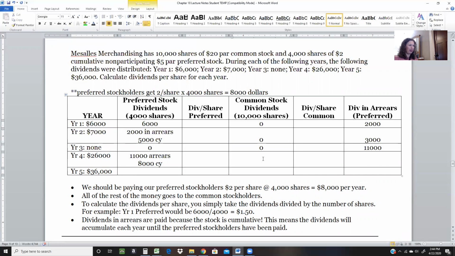So I had 26,000 to distribute. I had to take care of my arrears first, and then I gave them their current year. That's 19. So that leaves us with 7. And my arrears are 0. I don't owe any. So the next year I got 36,000 to give out. All I need to give them is 8,000. They get what they get.